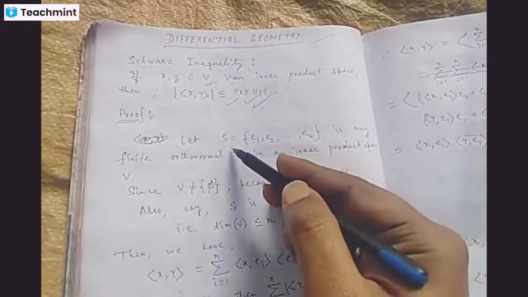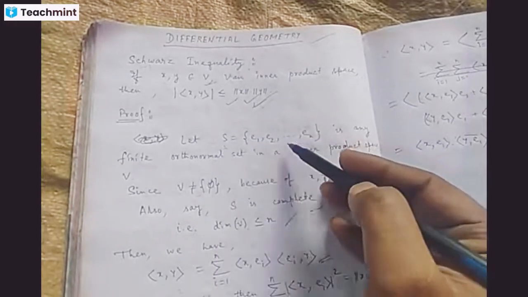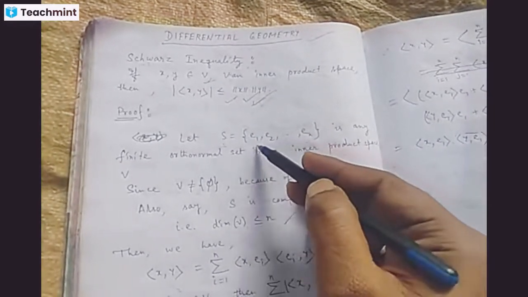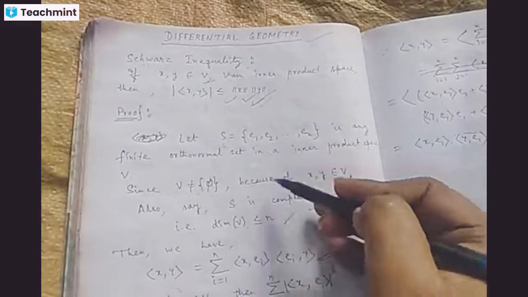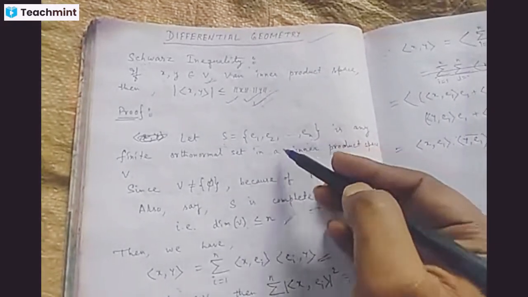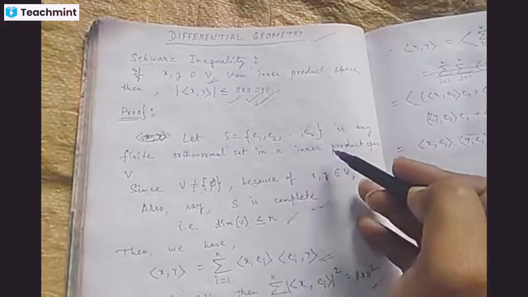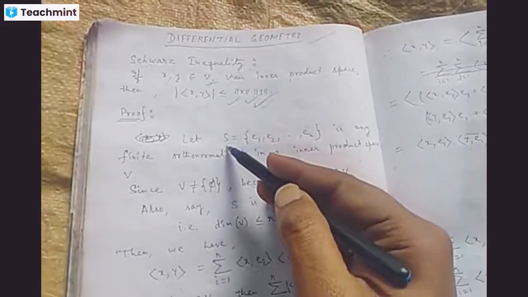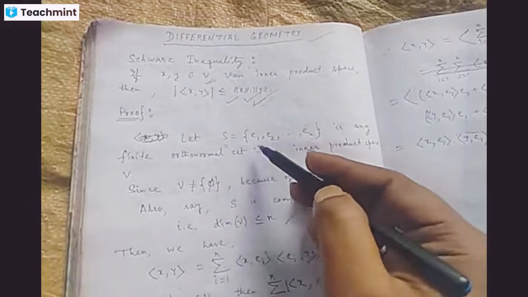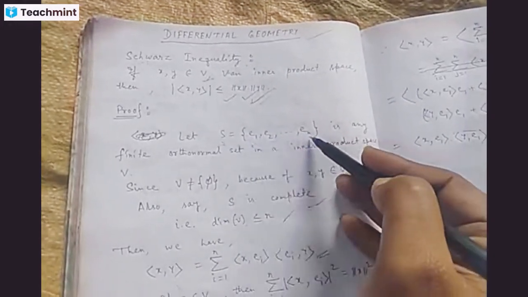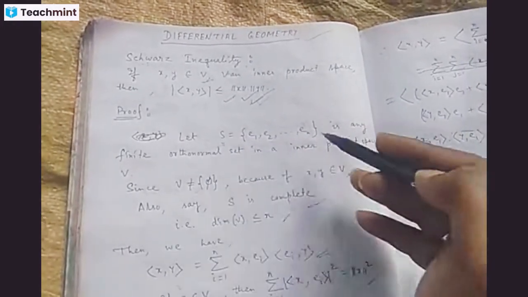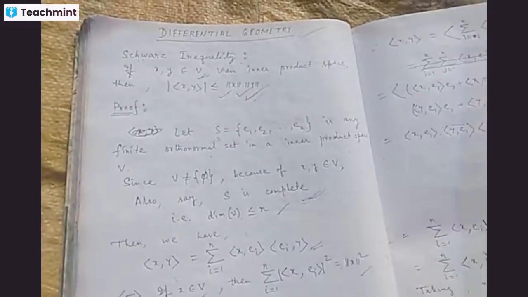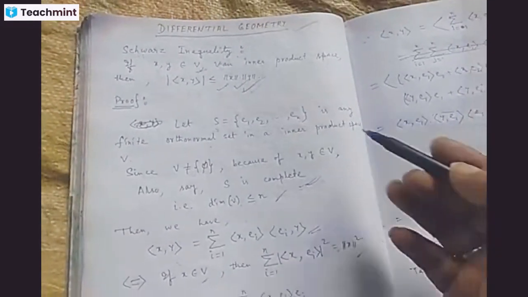So S is the maximal orthonormal set which has n distinct elements. It cannot have more than n elements in V. So S is such a finite subset, which has n distinct elements, and it is an orthonormal set. So it is complete, as I have already assumed. In this way, S is defined.